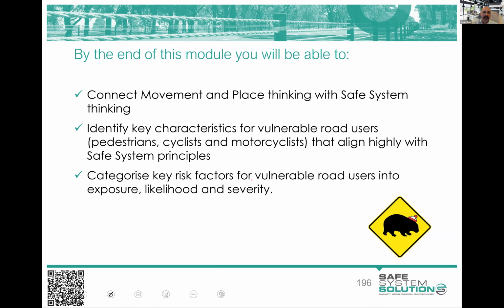We're going to look at characteristics of vulnerable road users that align highly with safe system principles: pedestrians, cyclists, and motorcyclists. And we're going to categorize risk factors for those, of course, into exposure, likelihood, and severity, as you're all becoming experts on categorizing things. But we'll continue to do that as we put different treatments up and we talk about treatments. Don't forget to count your wallies, of course.